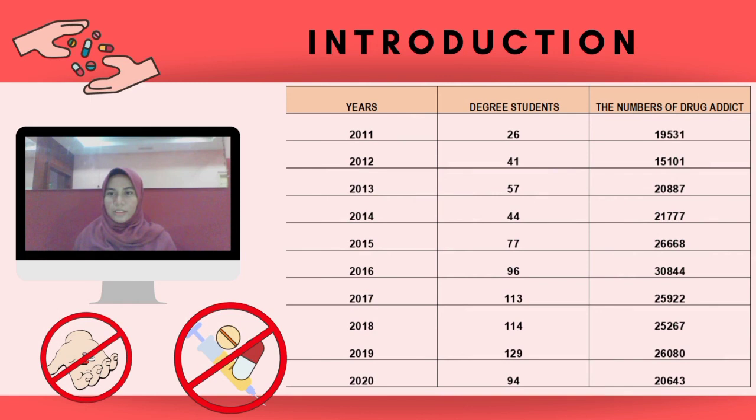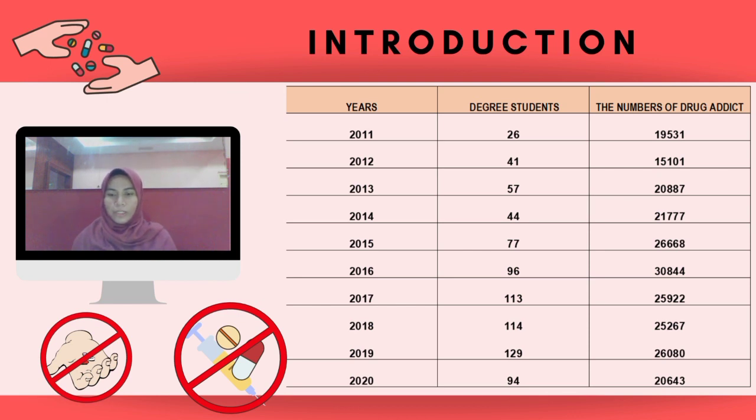Here is the introduction. The data is taken from the Drug Information Book from 2011 until 2020. This data is from a survey of the National Anti-Drug Agency of the Ministry of Interior. From each drug addict that was surveyed, the number of drug addicts detected among degree students and the number of drug addicts detected in 2011 until 2020 was recorded. The goal of this study is to predict the relationship between the number of drug addicts detected among degree students and the number of drug addicts detected in 2011 until 2020 by the National Anti-Drug Agency.